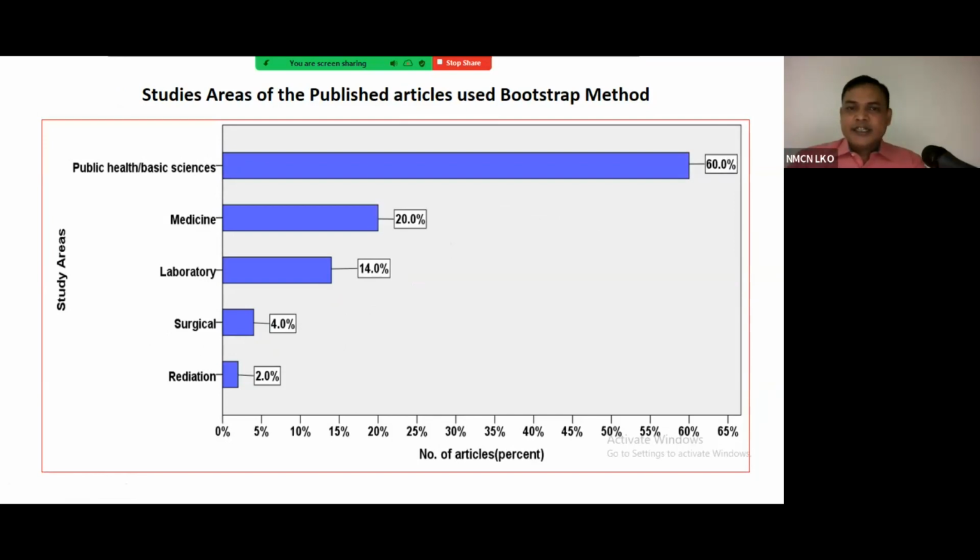For the study area, we can see here that most of the articles we found are in either public health or the basic sciences. In medicine, it is around 20%. For the laboratory, it is 14%. Surgical, it is 4%, and in radiation, it is only 2%.